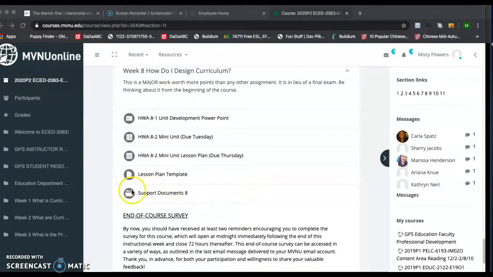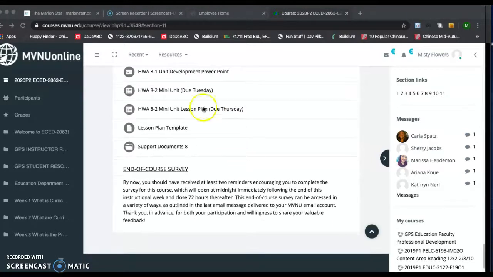The rubric is found in the support documents, as is the mini unit sheet that you will submit on Tuesday. Here is the lesson plan template that is due on Thursday. Please remember, after you have submitted that, to make sure that you complete the end of course survey. This helps us as we revise classes for the next time they're taught. Again, if you have questions, please email me.